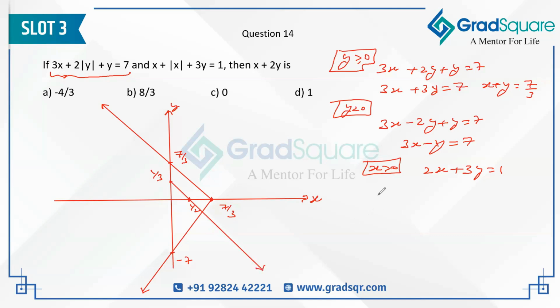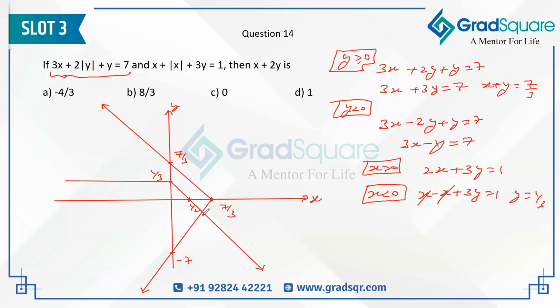When x is less than 0, then what is going to happen? If x is less than 0, then you are going to get x - x + 3y = 1. So plus x and minus x will get cancelled out. y will be equal to 1/3, always when x is less than 0. So what is the line that you are going to get? You are going to get a line parallel to the x-axis, where y = 1/3.